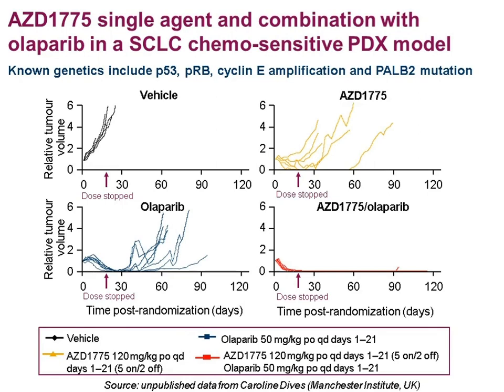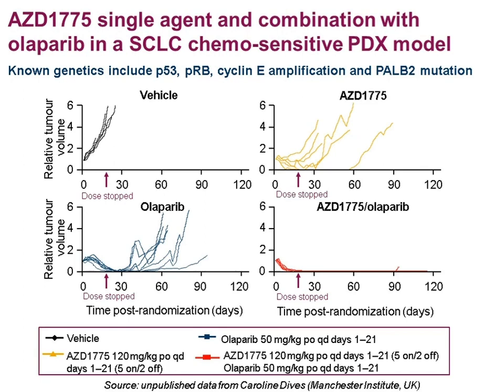So what we've been doing is we've been looking at the potential for WEE1 inhibitors to work as single agents in cancer cells that have higher levels of replication stress, for example, those with cyclin E amplifications or SETD2 mutations. And we've also been looking at whether or not it's been possible to combine WEE1 inhibitors with the PARP inhibitor Olaparib. And in this particular example, which are data from Caroline Dive's lab in the Manchester Institute in the UK, it's a small cell lung cancer chemo-sensitive patient-derived explant model. So this is a model that's been generated from circulating tumor cells.